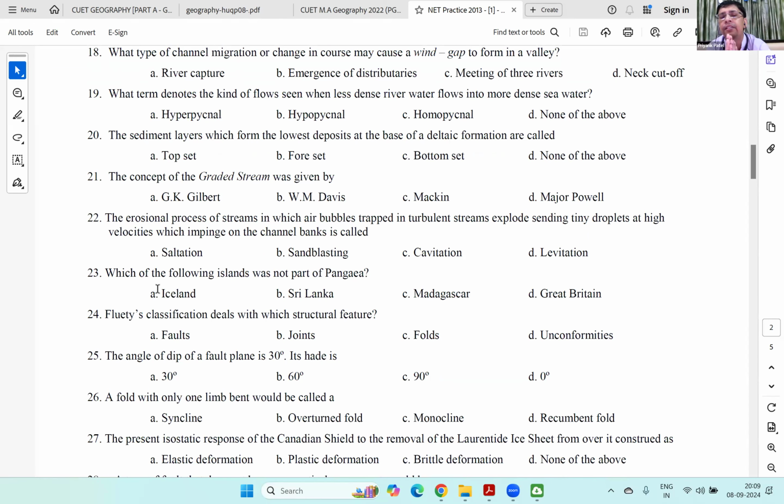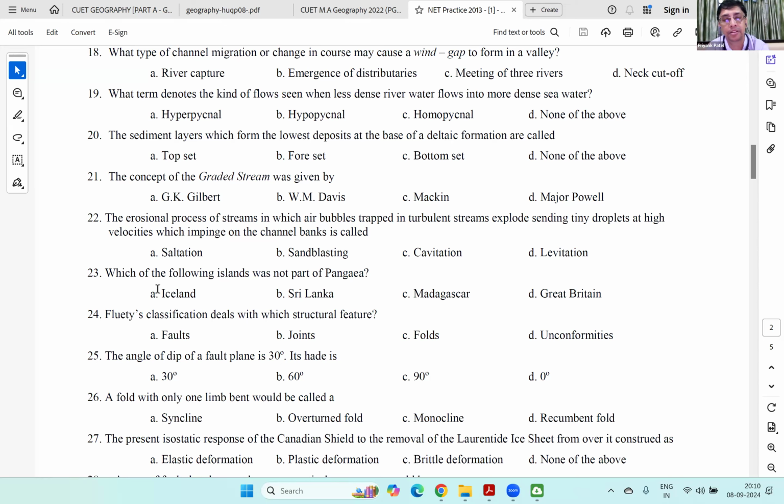Then, isostatic response of the Canadian shield to the removal of the Laurentide ice sheet. Okay, এটাকে কি বলে? From the northern parts of Canada, the ice sheet has gone back and the area is rebounding, coming up. এটাকে কি type of deformation বলে? No, it is due to isostasis. I understand it is due to isostatic rebound বলে এটাকে, but এটা কোন type of deformation?